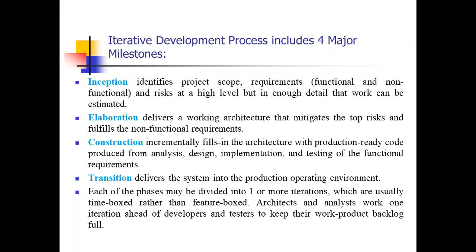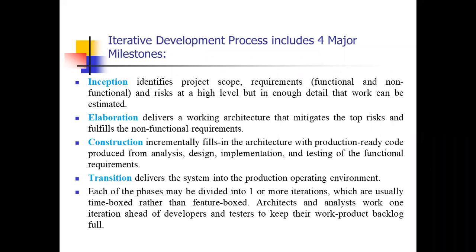The next phase is the elaboration phase. Elaboration delivers a working architecture that mitigates the top risks and fulfills the non-functional requirements. That is, it is an agreement on design approach, which includes a baseline architecture describing most of the requirements in detail. It does not include detailed design. The elaboration phase does not include the detailed design of the architecture or software design.